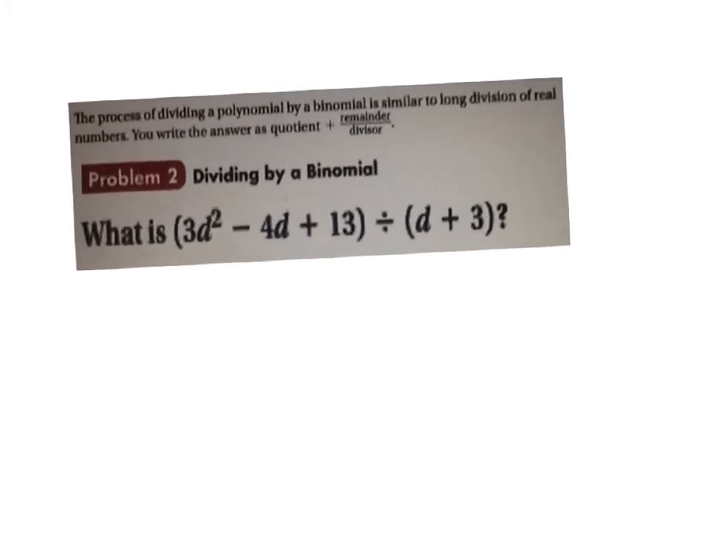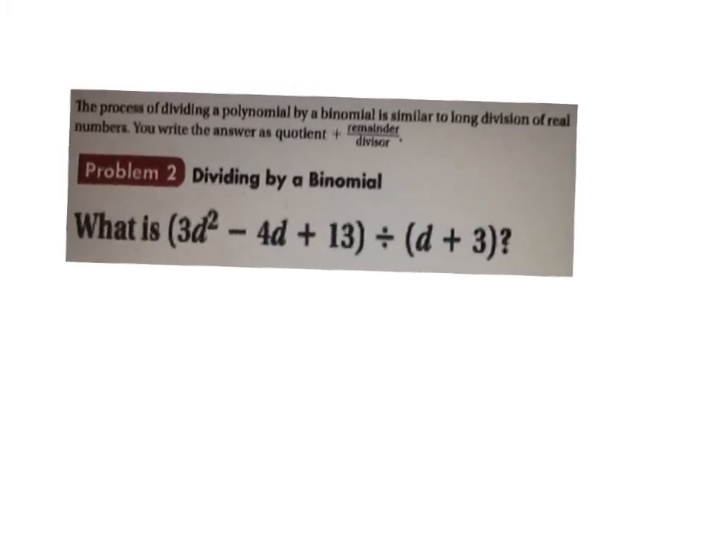All right, so as it says here, I'll zoom in a little for us. The process of dividing a polynomial by a binomial is similar to long division of real numbers. You write the answer as a quotient plus the remainder over the divisor. So that's still happening. It's going to look different, but it's still happening.